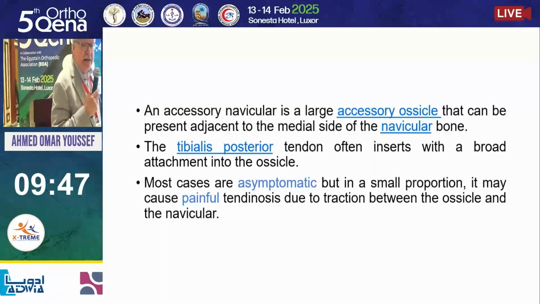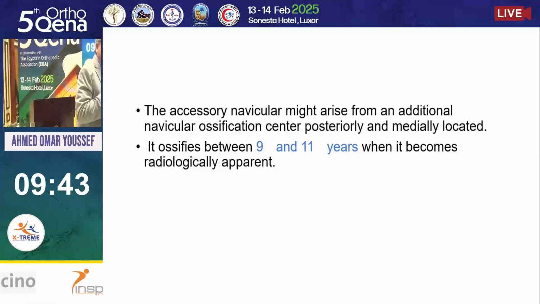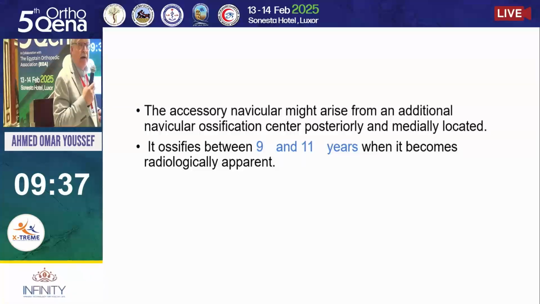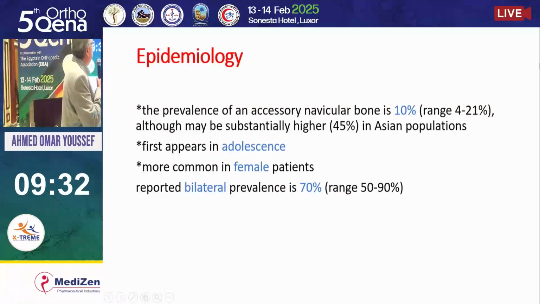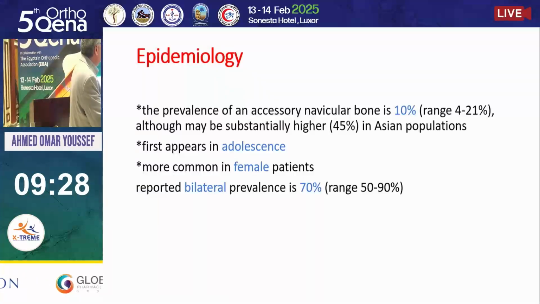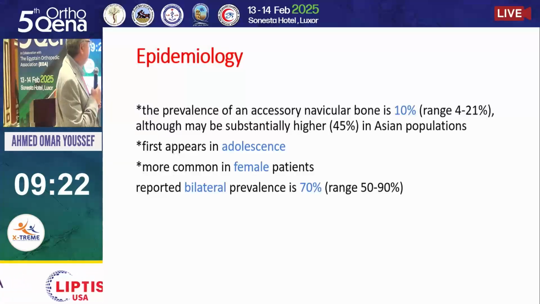It's usually asymptomatic. It arises from a separate ossification center which ossifies at the age of 9 to 11 years. It occurs in about 10% of the population, appears in adolescents, more in females, and 70% is bilateral.